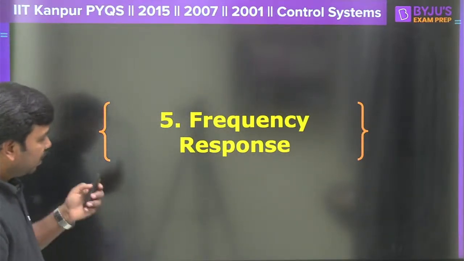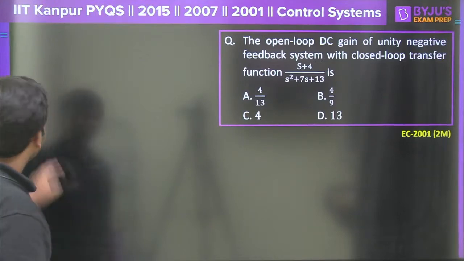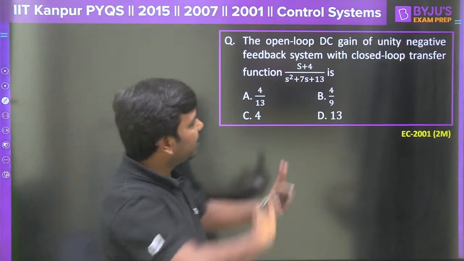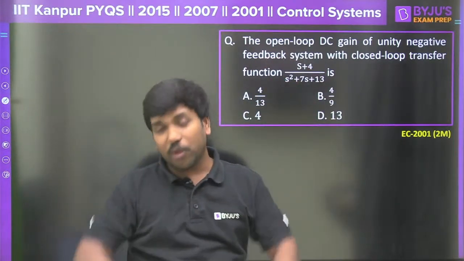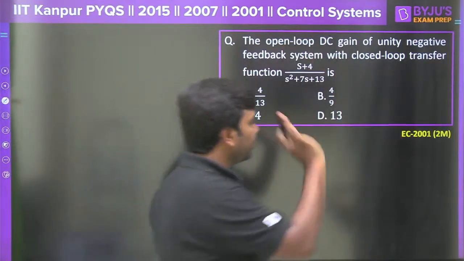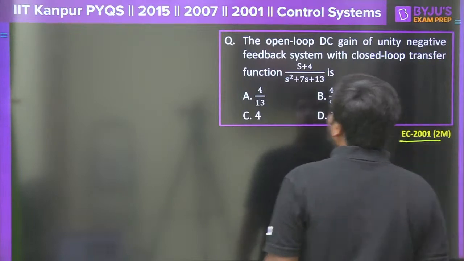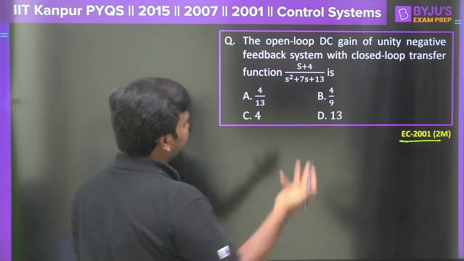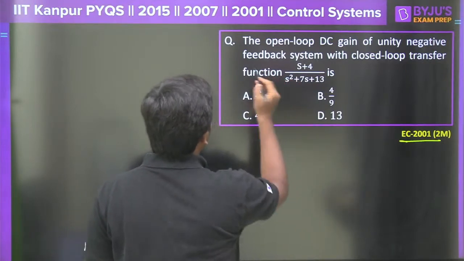Thank you very much. Now let's go to the frequency response. The first question, I feel, is the easiest question in the entire papers, including all papers of IIT Kanpur. This is the easiest question, right? 2001, that is a 2 marks question.